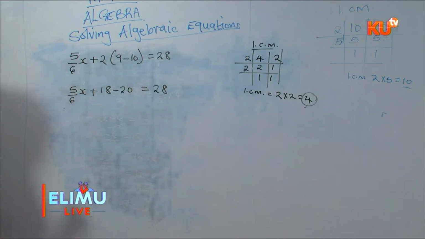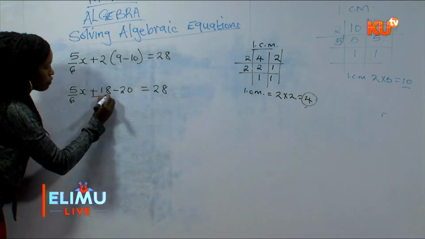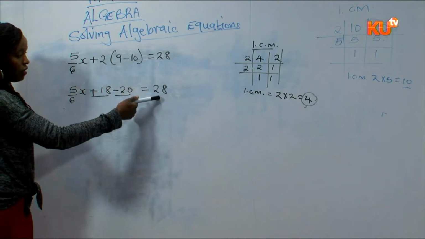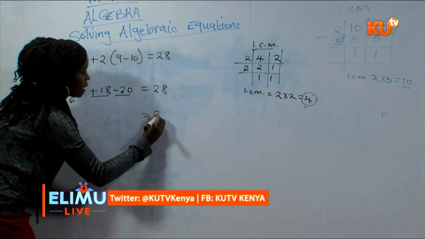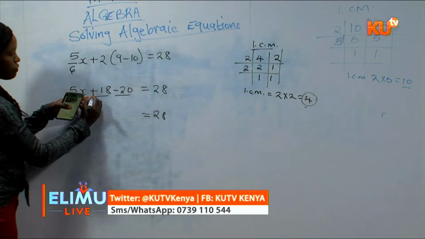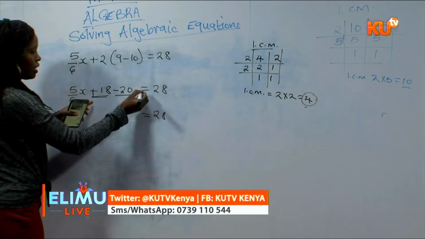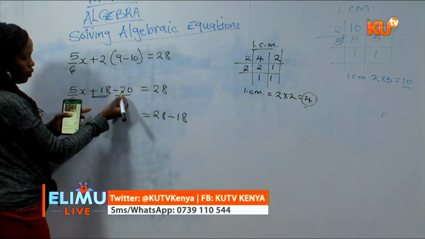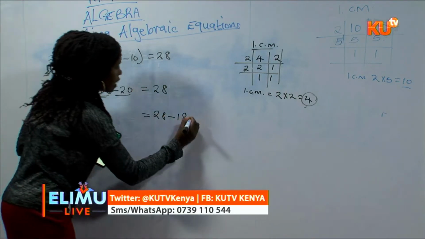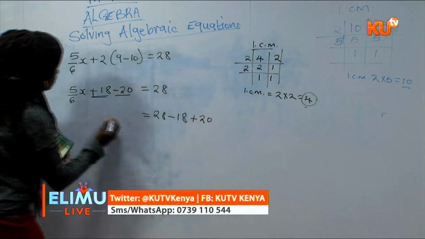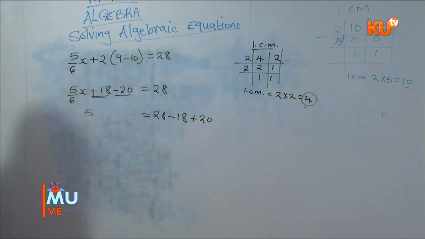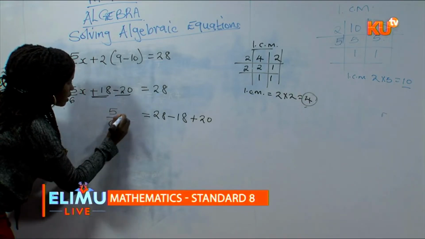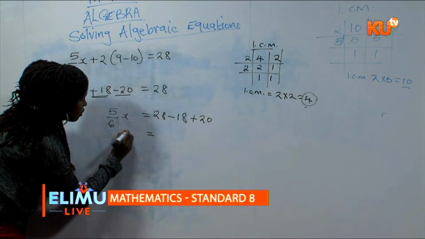From there now we collect the like terms. This is positive 18 and we have negative 18. We take them to the other side where we have the numbers. So 28. When this plus 18 goes to the other side of the equal sign, we are going to have minus 18. This is 20. When it goes to the other side, we are going to have it as plus 20. So this side we remain with 5 over 6x.